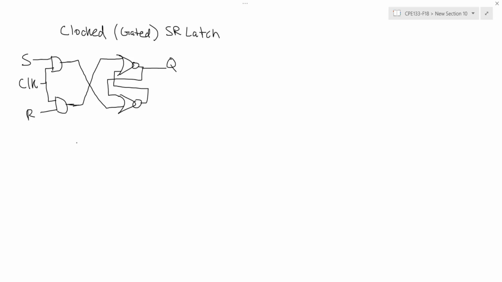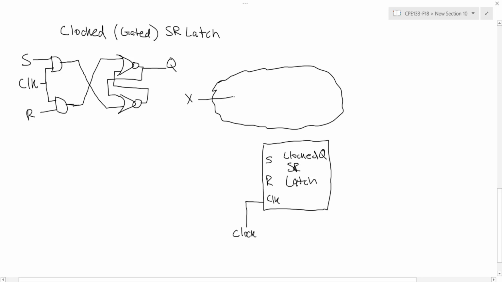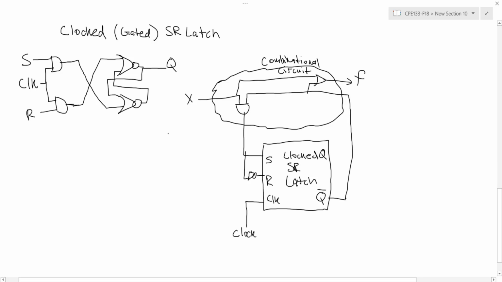But let's take a look at how we would use this component in a sequential circuit and some of the issues that might arise. So I have my clocked SR latch, has the clock signal connected into the clock of the SR latch. And then for my combinational circuit, let's say I have something like this. So I have the following combinational circuit, and I give a pulse to the clock signal. We'll assume my initial state is 0, and my X input is high.